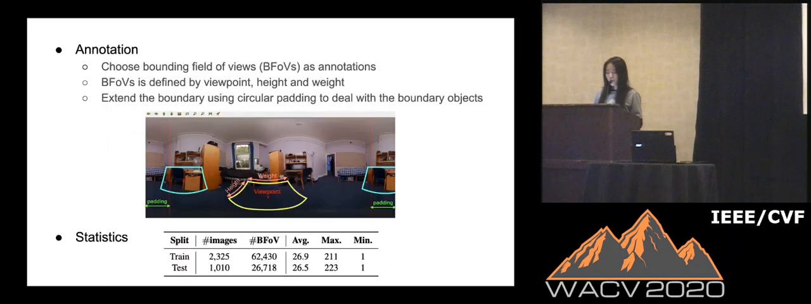And we use bounding field of views as annotation in our 360 indoor dataset. Bounding field of view is defined by viewpoint, height, and width. Since conventional bounding box labeling tools are no longer suitable for labeling 360 images, we designed an annotation tool which can select the viewpoints and adjust the height and width. To handle boundary objects, we extend the boundary using circular padding. Below is the dataset statistics. We split the dataset into training and testing with 70% and 30% respectively.